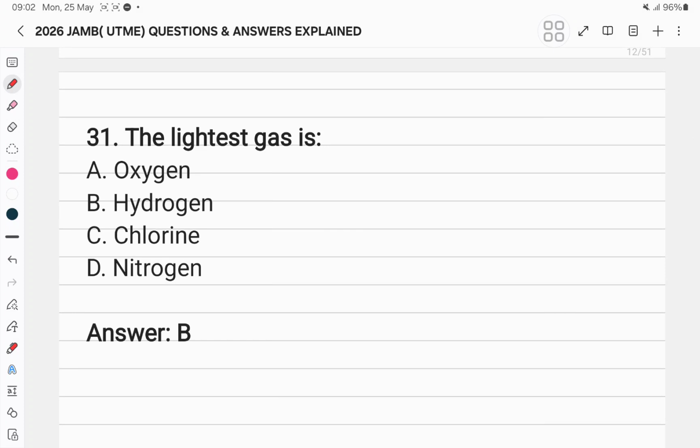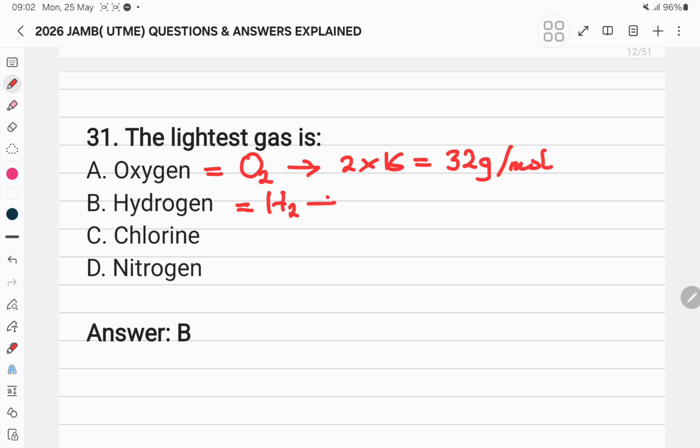Hydrogen is the lightest gas among the other gases. By calculating the molecular mass, oxygen is represented by O2, and the molecular mass is 2 times 16. The atomic mass is 16, and that gives you 32 grams per mole. Hydrogen is represented as H2, and by calculating the molecular mass, we have 2 times 1. An atom is 1. So 2 times 1 will give us the molecular mass of 2 grams per mole.